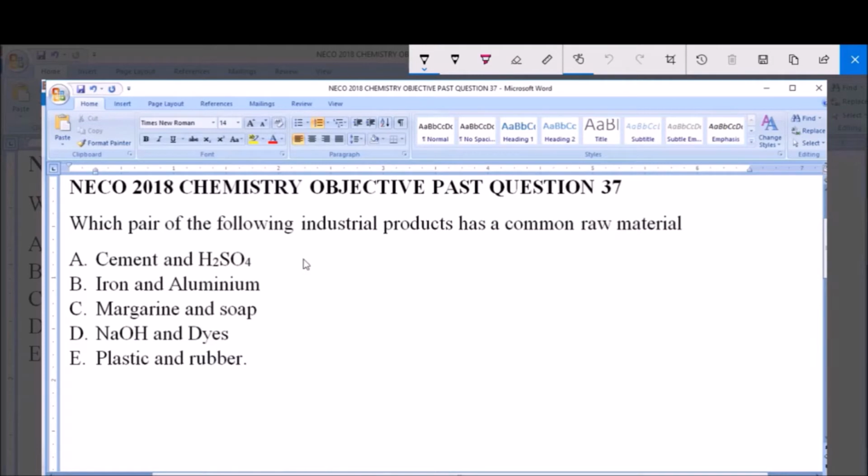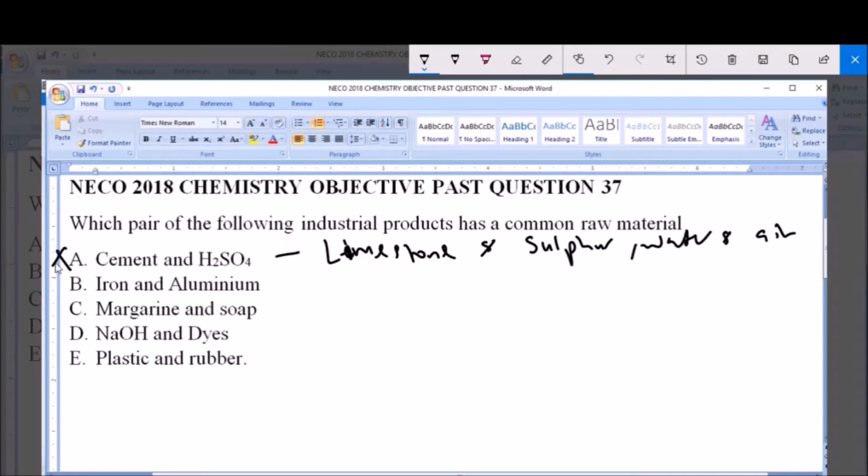Now cement is made using limestone, and then H2SO4 is made using sulfur, water, and then air. So you can see that the raw materials are not common, so this is not the answer to the question.